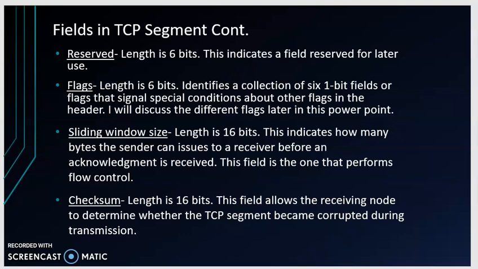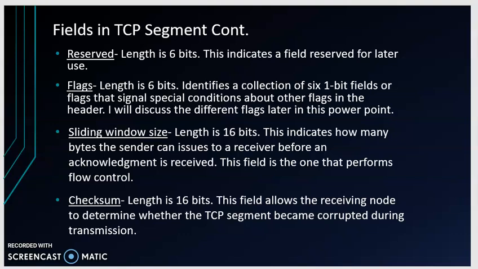The next one we have is the sliding window size. The length is 16 bits. This indicates how many bytes the sender can issue to a receiver before an acknowledgement is received. This field also performs the flow control, which we've already talked about is important. And it prevents the receiver's buffer from being deluged with bytes.